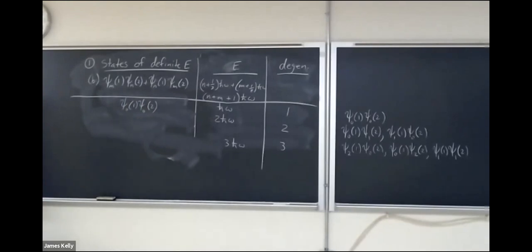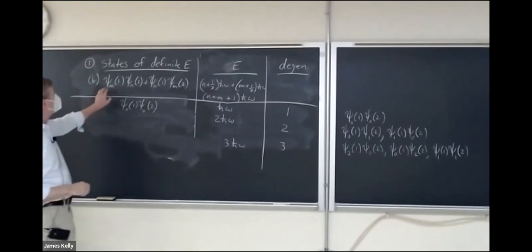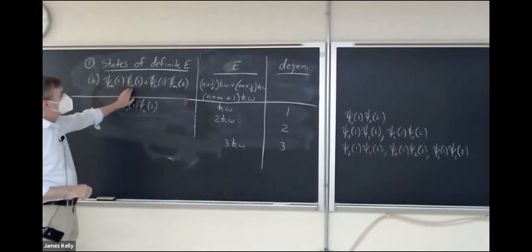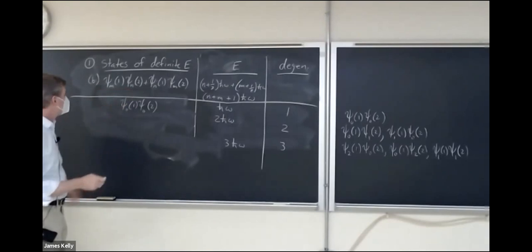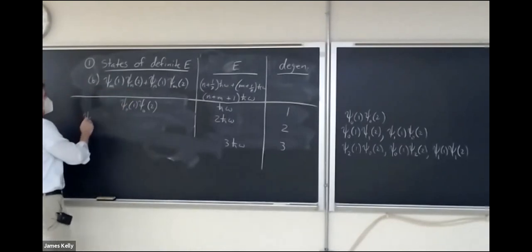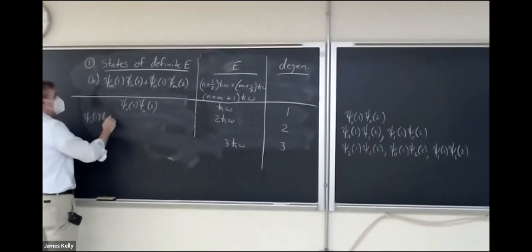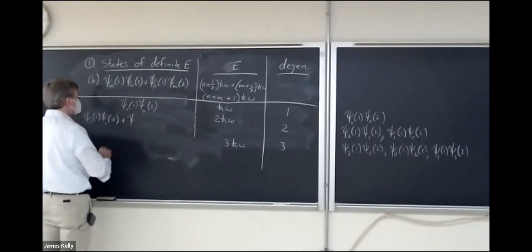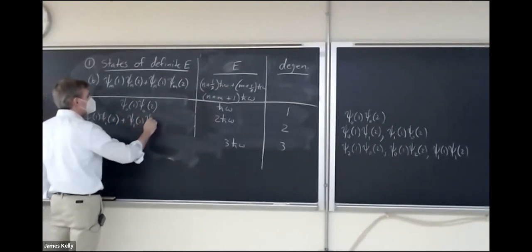The next highest possibility would be where m and n were 0 and 1. So we certainly have a psi 0 of x1, psi 1 of x2, plus, we've got to symmetrize it, psi 1 of 1, psi 0 of 2.